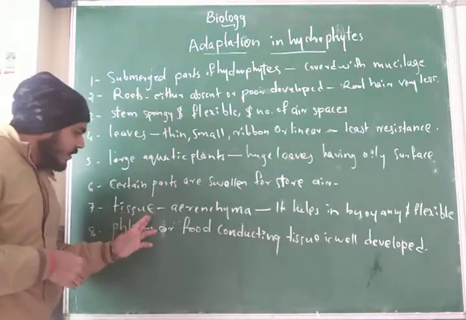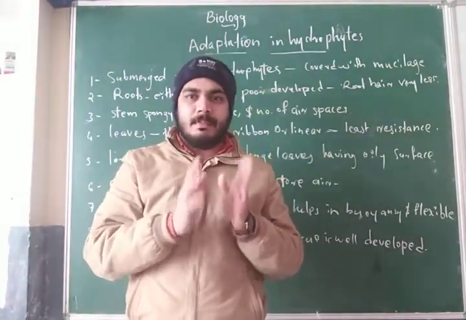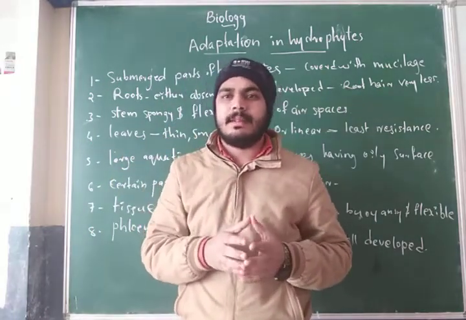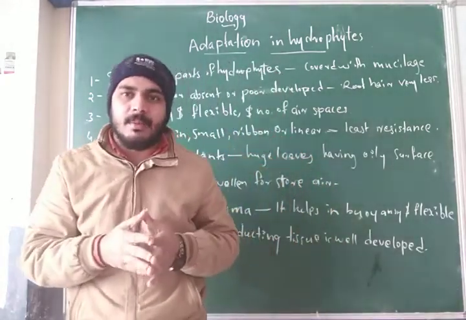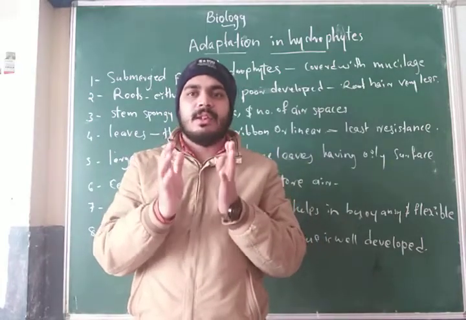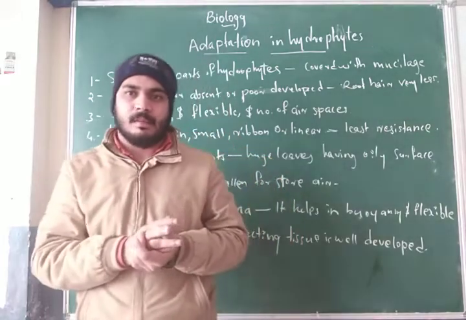And next one, the tissues. The tissues of hydrophytes are very specialized. That means the tissue has aerenchyma. This aerenchyma helps the plant to float, that is, it gives buoyancy.